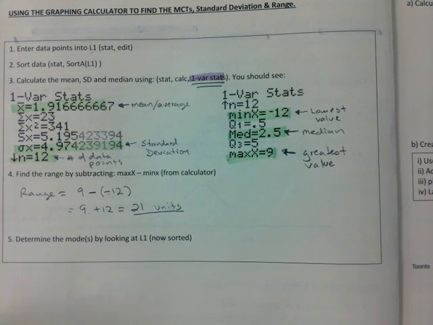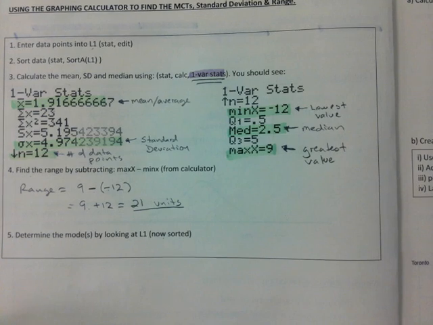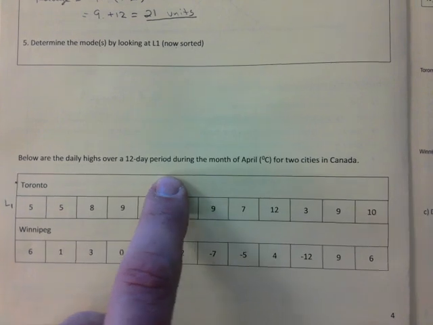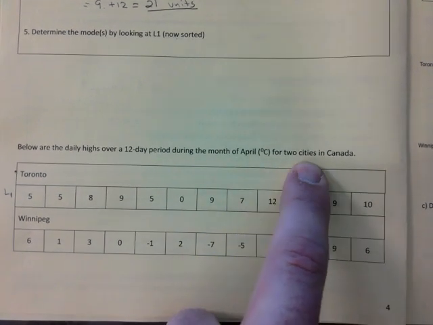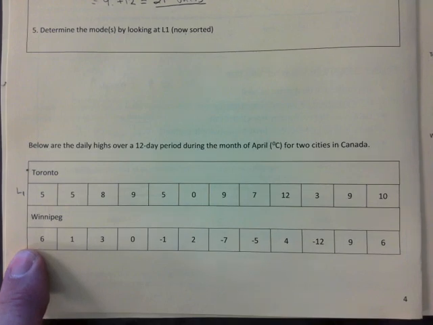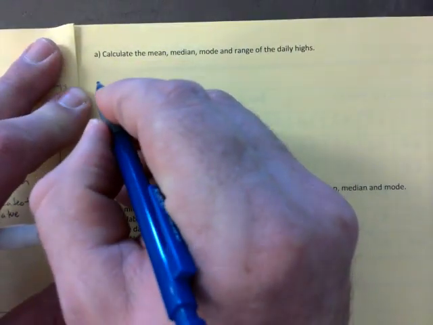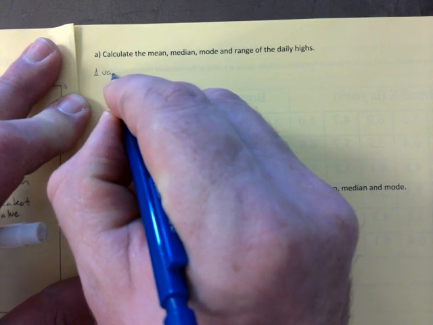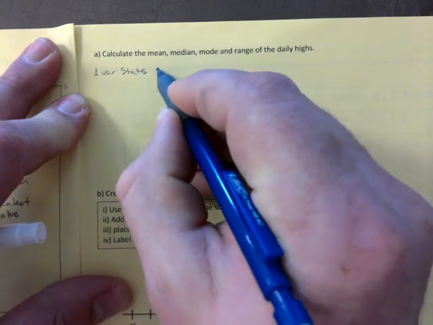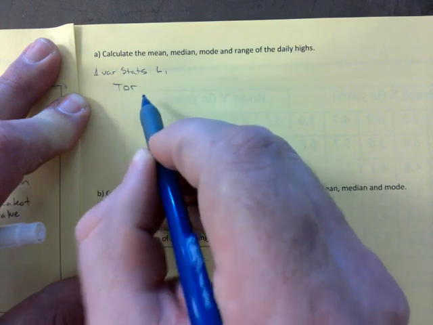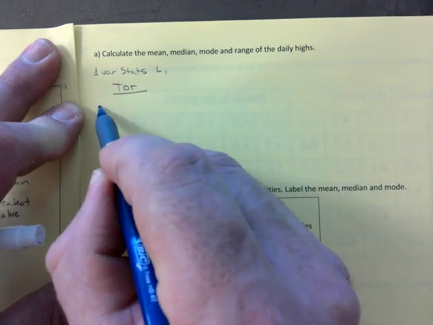All right, so we're going to work with these two here. Below are the daily highs over 12-day periods for April in two cities of Canada. There's Toronto, there's Winnipeg. For Toronto, let's figure out the mean, median, and mode. So we entered this into L1. We already did that. We're going to go over to this page here. And so we're going to do Toronto, right? So one variable stats, L1 for Toronto. So we're going to come up with the mean.